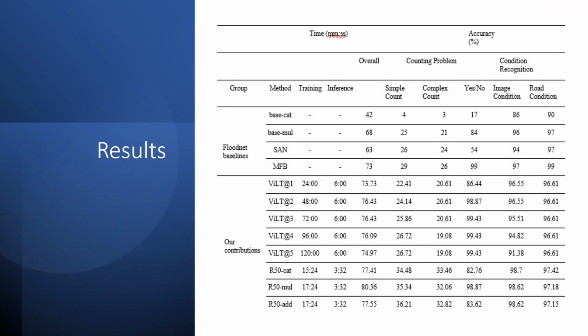Coming to the results, we have reviewed simpler combination strategies for VQA using the architectures for vision and language encoders. You can see that the results show that ResNet 50 gives an overall better accuracy of 7% over the FloodNet baselines for simple count and complex count prompts, whereas ResNet 50 with feature concatenation performs better than baselines by 1.7% for condition recognition prompts, and ViLT gives around 3.4% improvement over the baseline models.